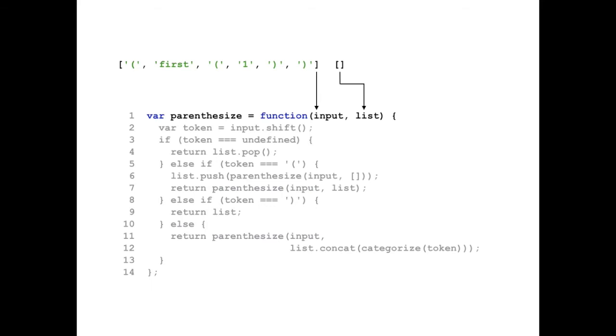So here's the parenthesize code again. I've seen a lot of this before now. Open paren, call parenthesize, get back, this time the identifier first inside an array, call parenthesize again to deal with the rest of the tokens.